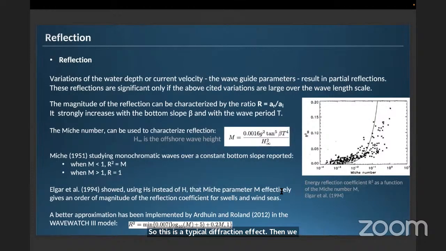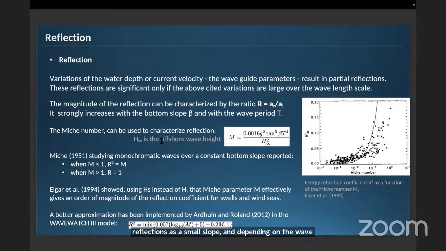Then we have reflection. This occurs when the variation of the water depth, or it can be the current, but it's less often, let's say, is significant compared to the change in the wavelength. At that moment, we can have some reflection of the waves. The magnitude of this reflection is generally characterized depending on the slope of the bottom. So a strong slope will generally induce more reflection than a small slope. And depending on the wave period, of course.